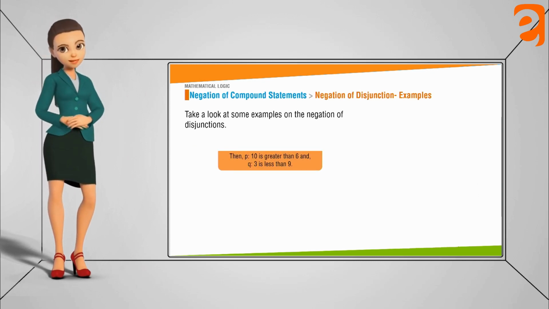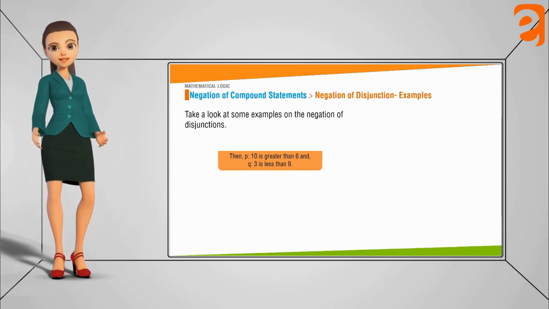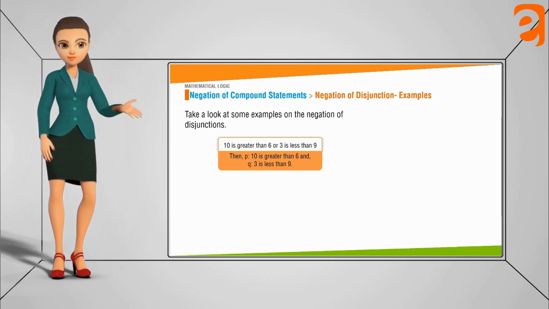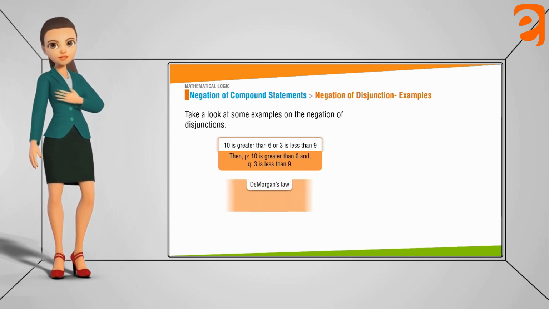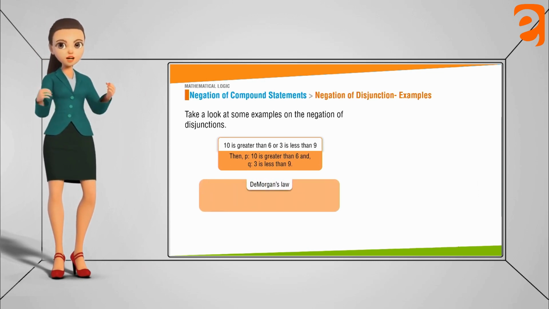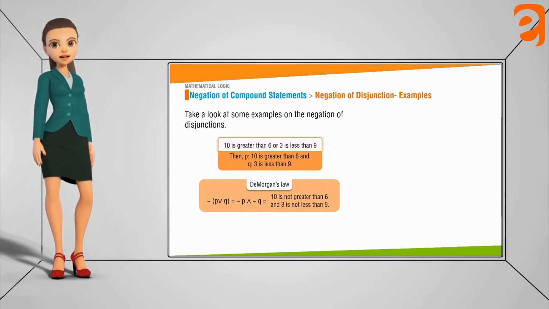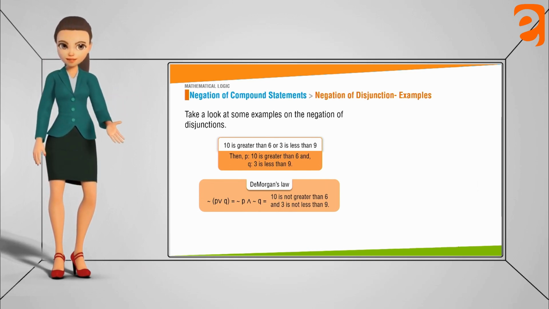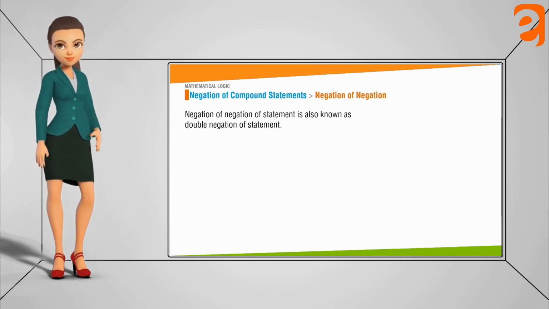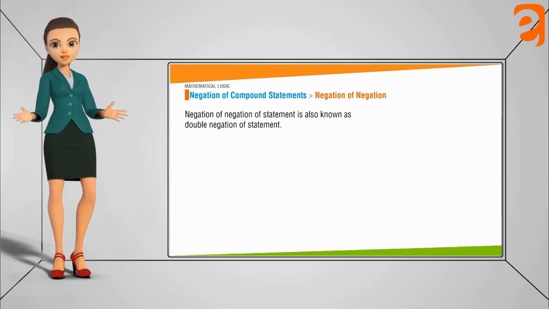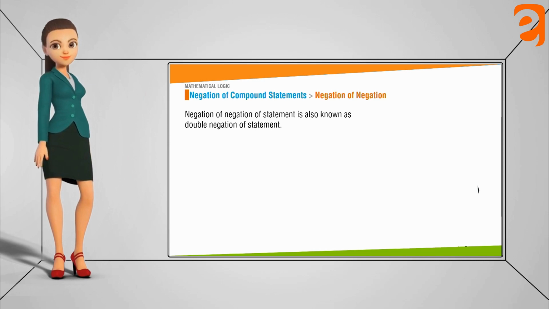Similarly, you can have this example: 10 is greater than 6, 3 is less than 9. 10 is greater than 6 or 3 is less than 9 is the disjunction of these two statements. By applying De Morgan's law, we get 10 is not greater than 6 and 3 is not less than 9. Now let's define what we mean by negation of negation.